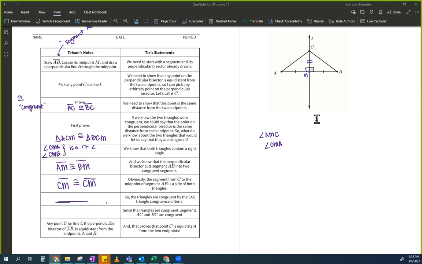Why are you doing this? My pen is going cuckoo. Did I say CMA to CMB?